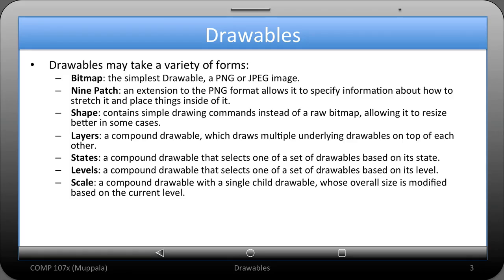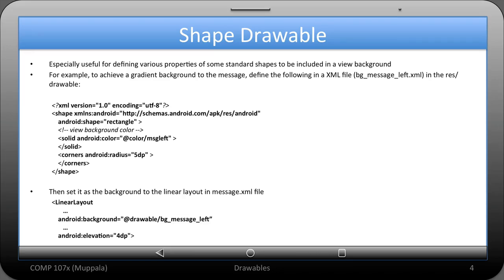Shape drawables allow you to use simple drawing commands like drawing rectangles, circles, and so on in the background on a raw bitmap, and allow you to define certain properties for these shape drawables. We saw the use of shape drawable where we used a rounded rectangle to define the background shape for our messages. You have other kinds of drawables called layer drawables, stateless drawables, and so on, which we don't examine in this course, but can be very useful when you design user interfaces.